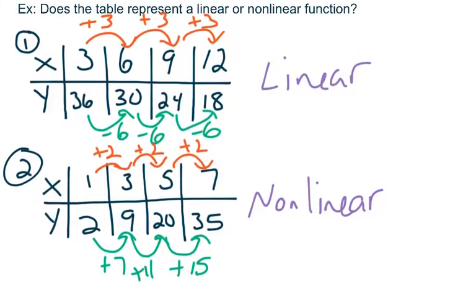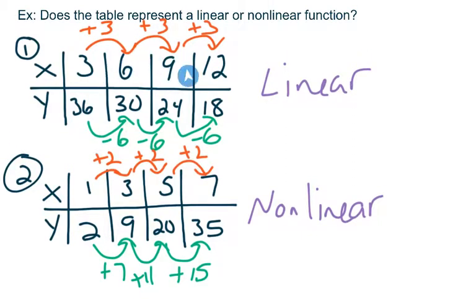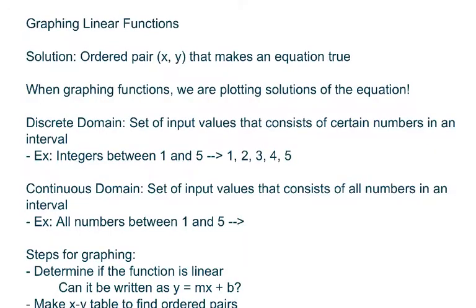Hopefully you can see the difference between constant rate of change up here and a non-constant rate of change, or an inconsistent rate of change. Okay, it's not the same from each ordered pair. All right, let's move on to the big part of the section, graphing linear functions.